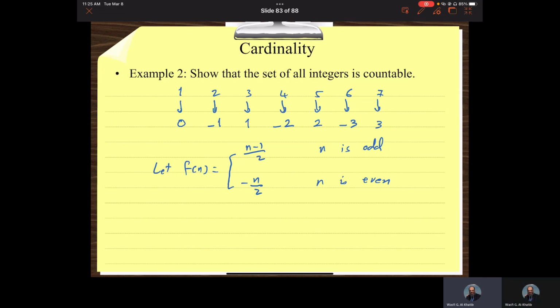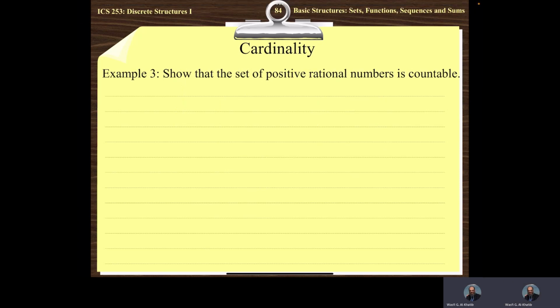Not only that, but even the set of positive rational numbers. What do you think? The set of positive rational numbers is also countable. And we are not going to be as lucky to find a function like this for the set of positive rational numbers. No, this time we are going to be content with being able to list all the rational numbers. Of course, what does a rational number look like? It is P over Q, right? P over Q.